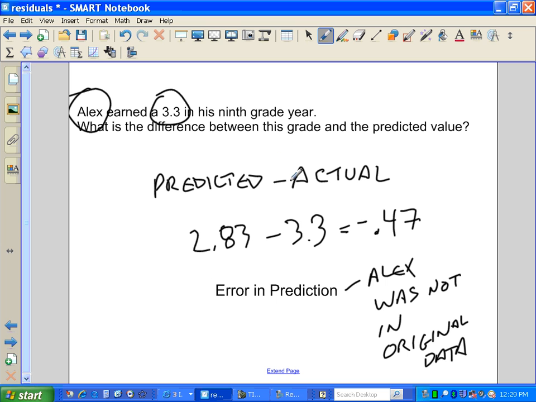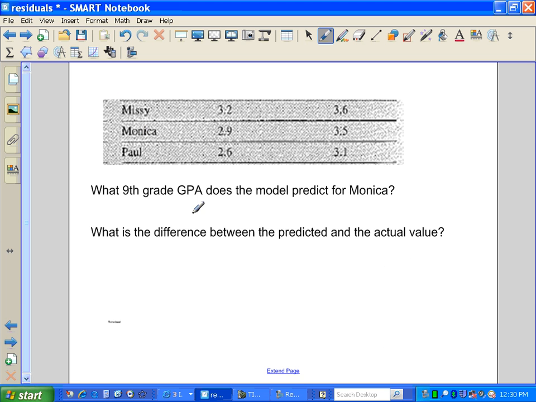We use the regression equation. We figure out what's predicted. We use the data and go from there. Okay. The other side, which is what the title of this video is about, is called residuals. We're going to look at Monica, and Monica was in our original data. So this is Monica's 8th grade, and this is Monica's 9th grade over here. So we're looking at those two numbers.